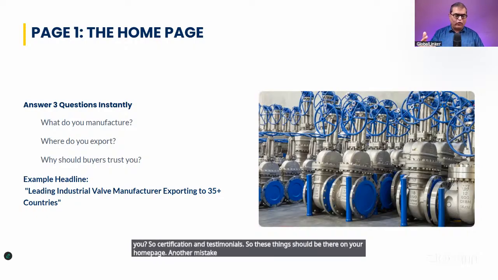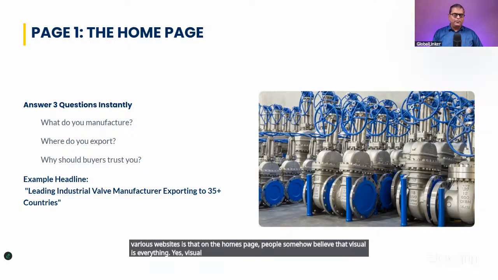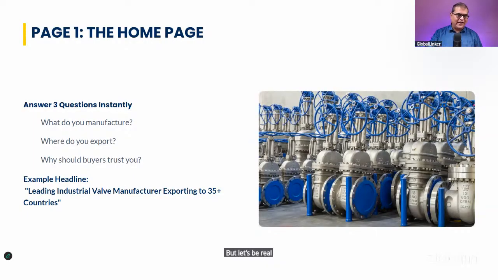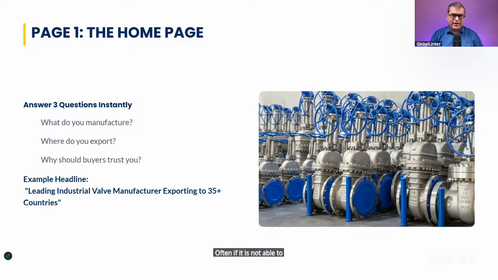Another mistake which I often see on various websites is that on the homepage, people somehow believe that visual is everything. Yes, visual is important because human beings are visual beings and we engage with visual stimulus more. But let's be realistic also. Now we have another entity that exists with us, and that is AI. AI has to understand, but with limited text, AI is not able to understand what you are doing, what you are offering. And if it is not able to understand you, it is not going to recommend you, right?